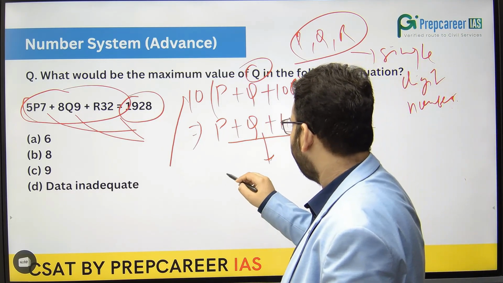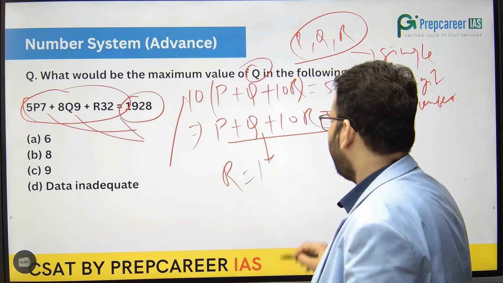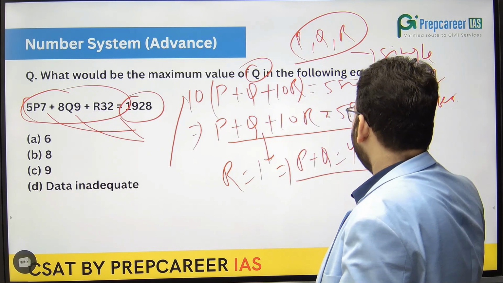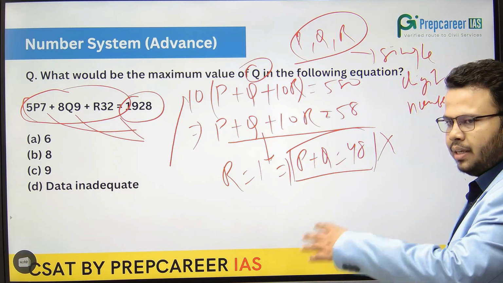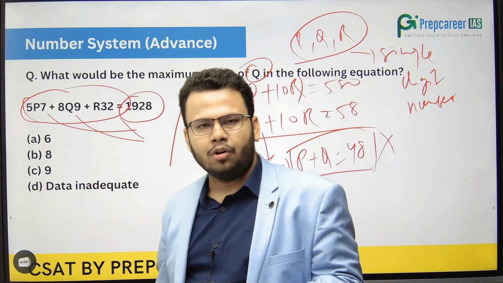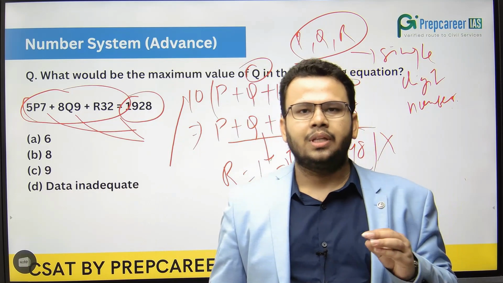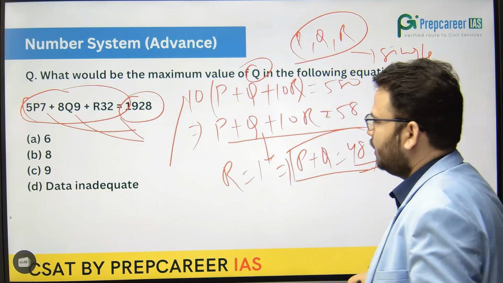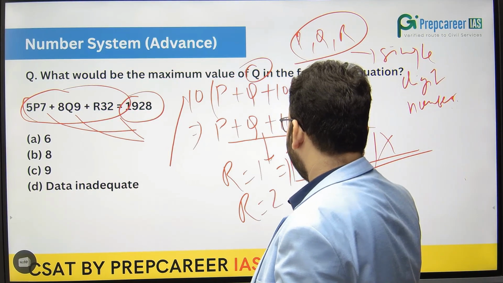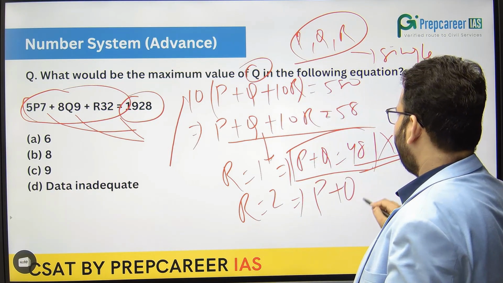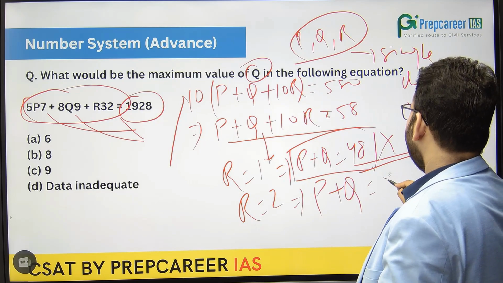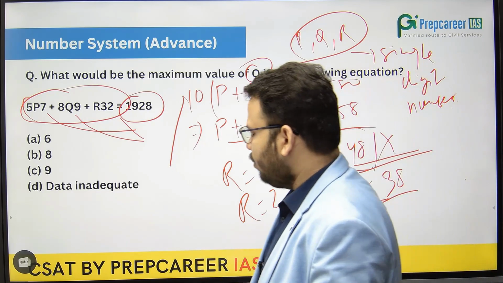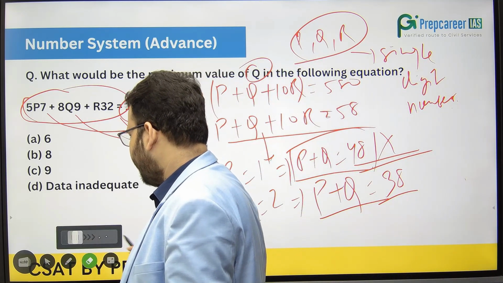Like you can take R equal to 1. So what you are going to get? P plus Q will be 48. Now this is not a possibility, since here P and Q, either of them had to be a 2-digit number. So that is an impossible situation. So we will reject this. Similarly, you can try with R equal to 2. What we will get? P plus Q equal to 38. Again, not a possibility. So similarly, you have to do this kind of iteration.